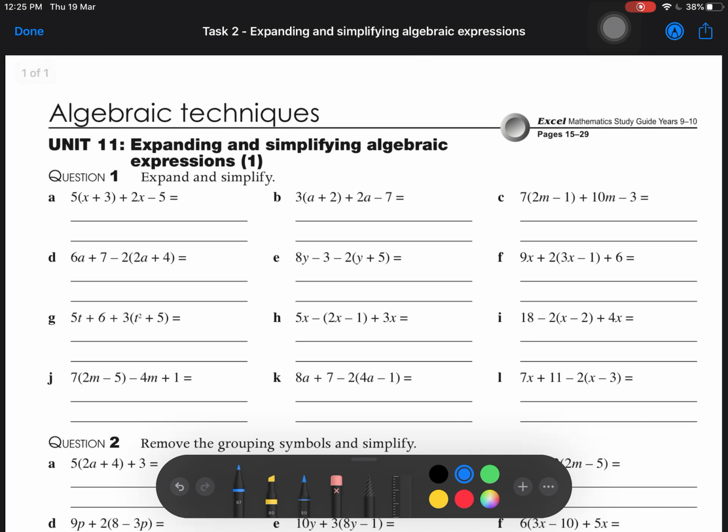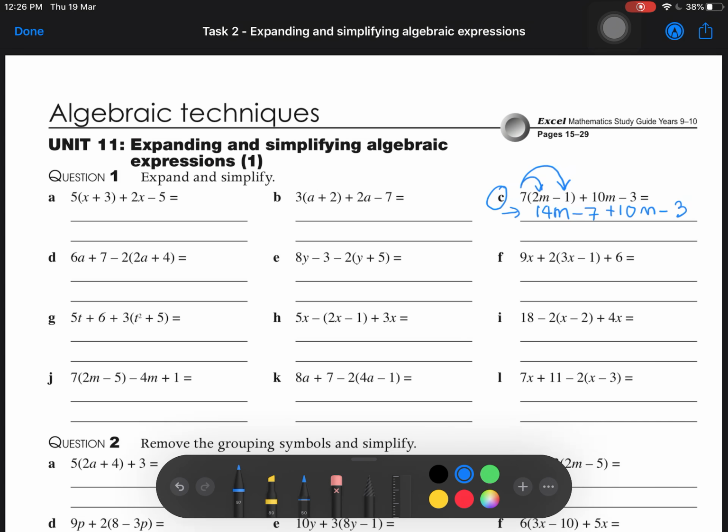Okay, let's start with question 1. I'm going to choose 1C. Okay, so first the expand part. Why? Because there's a bracket. So you expand this: 7 times 2m and 7 times -1. So the first round, what you'll get is this: 14m minus 7, and then you just bring the other two terms down, plus 10m minus 3. So at this stage, you have completed the expanding part.